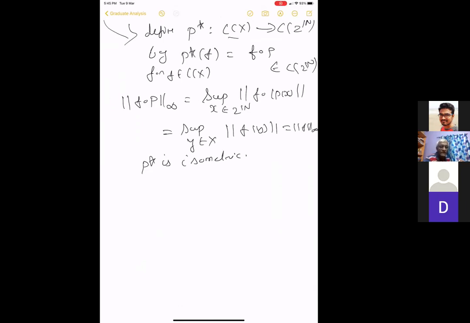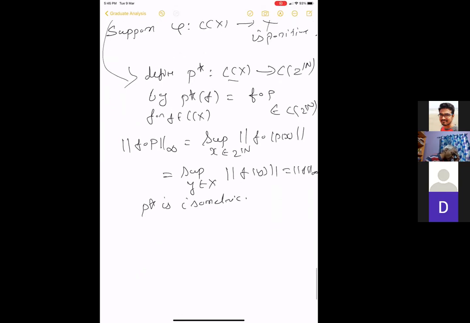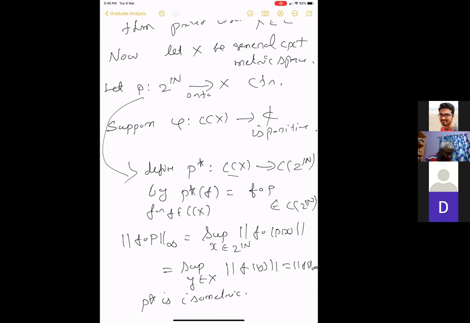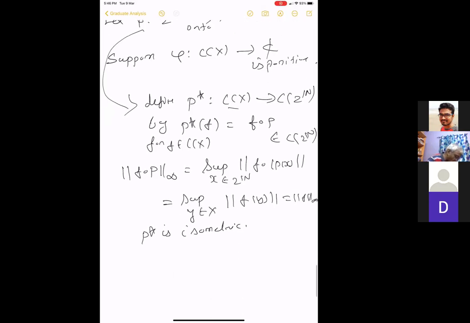It's a homomorphism. It's clear it's a homomorphism. If you have f times g, you will get the product there. You just write it and you will get the product. So it's a homomorphism of algebras. If you have alpha times f, then alpha can be taken out. If you have f plus g, then p star of f plus g is p star of f plus p star of g. So p star is an isometric homomorphism.